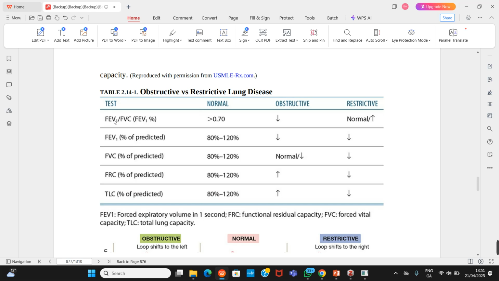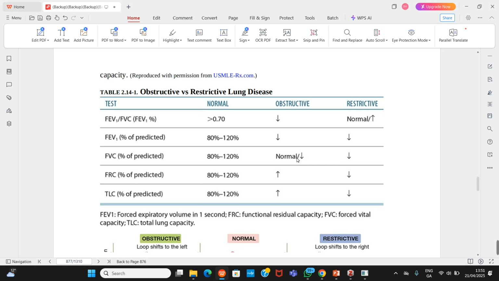So don't be surprised if in your exam we see a question saying that FEV1 is reduced and FVC is normal and we are now confused. No, we should not be confused. FVC might be normal in obstructive.